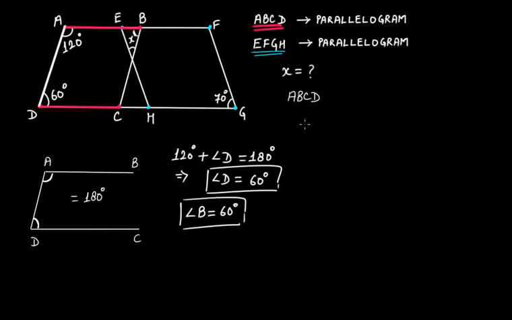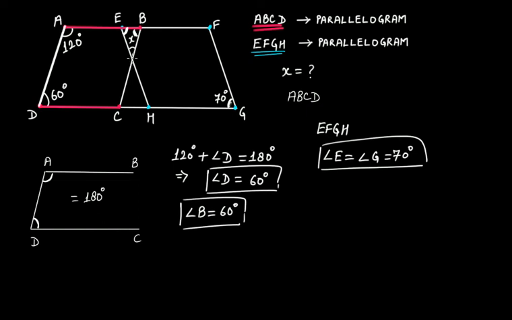Now in the parallelogram EFGH, if you look at this angle G and angle E, these are the two opposite angles. Therefore angle E will be equal to angle G, that is equal to 70 degrees. So now we have the value of angle E, we have the value of angle B. Can't we find the value of x?